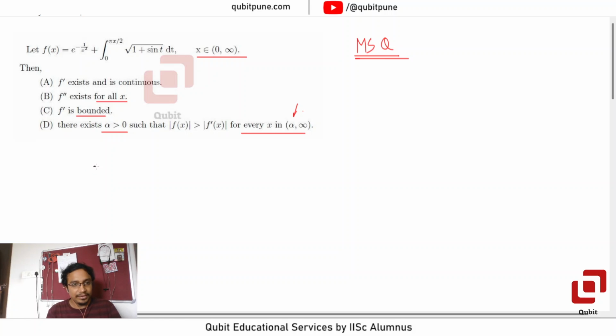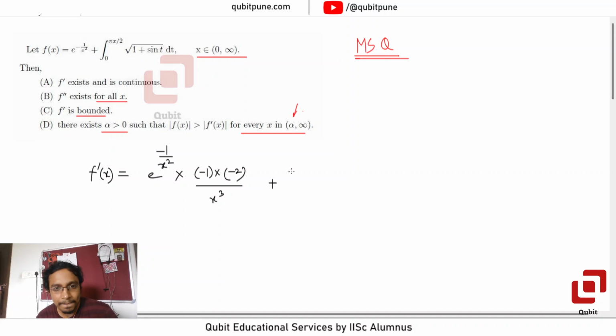So yes, please tell me what will be f dash of x. It would be e raised to minus 1 upon x squared into minus 2 by x cubed plus what will be the derivative of the second term? Root of 1 plus sine pi x by 2 into pi by 2.